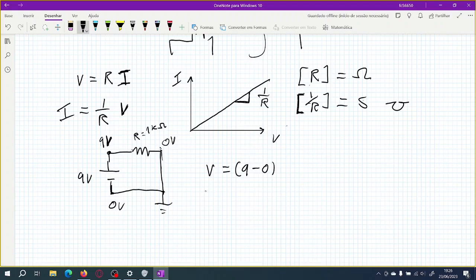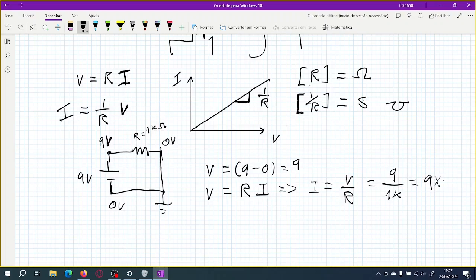So the voltage will be the resistance times the current, right? So the current will be the voltage over the resistance, which will be 9 volts, because this goes to 9, divided by 1 kilo ohm, which will give us 9 times 10 to the power of negative 3 amps, or because we don't like to write times 10 to the power of negative 3, 9 milliamps.